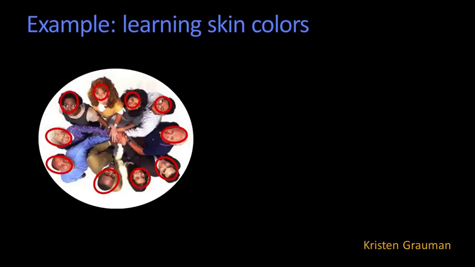So here we have some images of pictures, and as you can see in the red circles, there are some pixels that are from, say, skin, and there are pixels that are not from skin. And let's suppose I just want to label a pixel or a little patch as, is that skin or is there not skin?